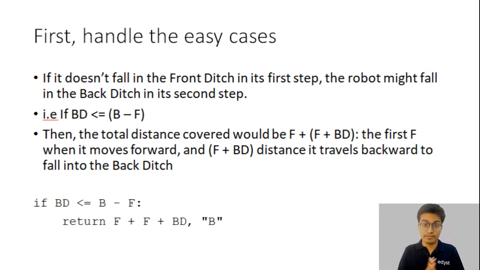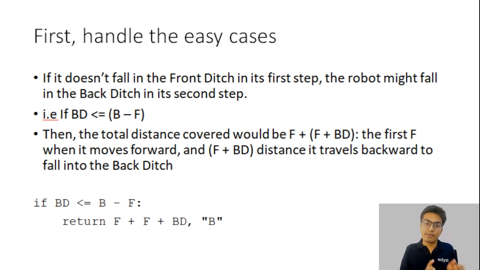Right now, we've already dealt with the case where the robot falls into the front ditch in the first step. Once it takes that first step but doesn't fall into the front ditch, it has to take a backward step. The minute it takes a backward step, what's going to happen? If you go forward by say 5 meters, but you end up going backward by say 20 meters, then on the number line you are somewhere at minus 15, or 15 units in the backward direction.